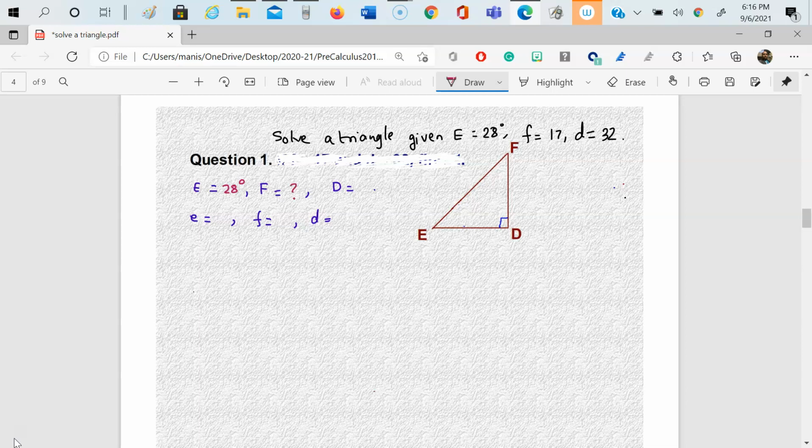Do I know uppercase D? Yes. If you look in this triangle over here, this is 90 degrees. So I'll write over here, I've been given 90 degrees over here. Alright, so let's keep going.